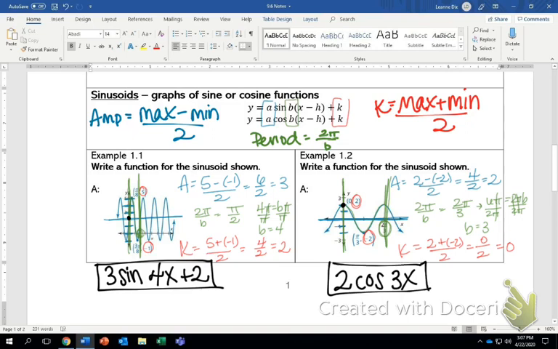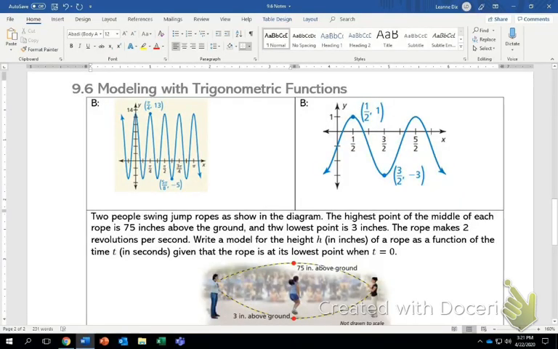All right, so let's do one more just to solidify everything. All right, example 1.2b, which is this problem over on the right-hand side. I'll let you do letter B, the left-hand one, on your own, but the right-hand one we'll do together. So the first thing we have to do is identify our max and minimum y values, which is going to be 1 and negative 3.